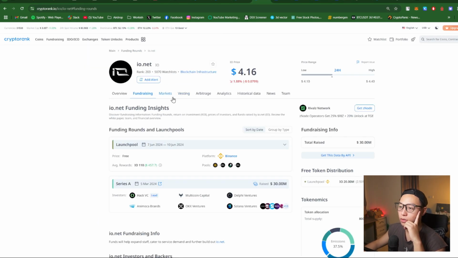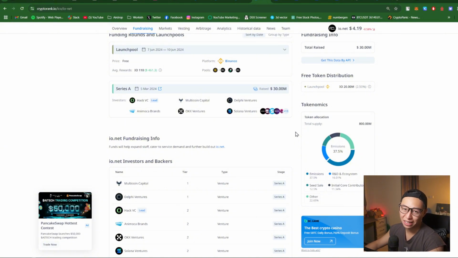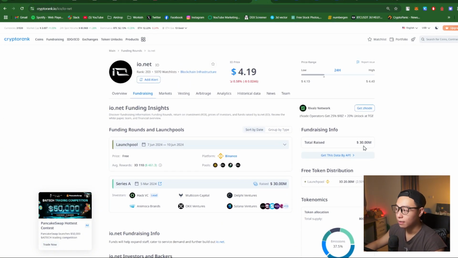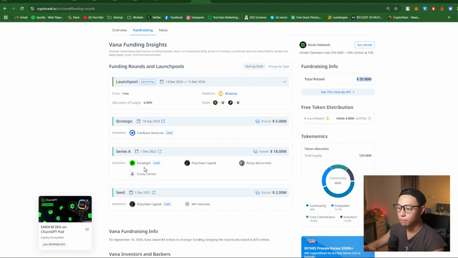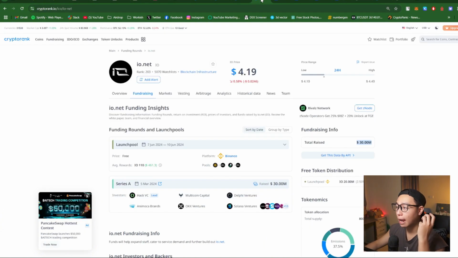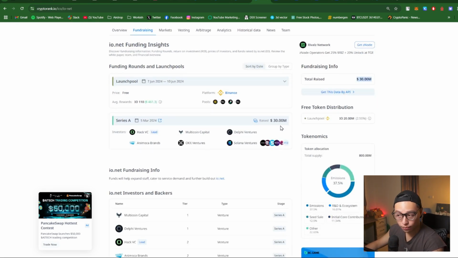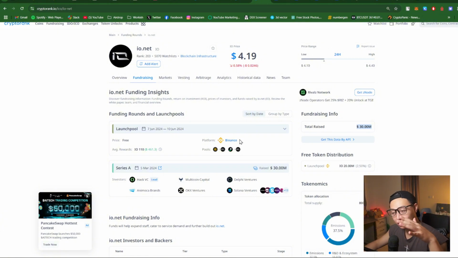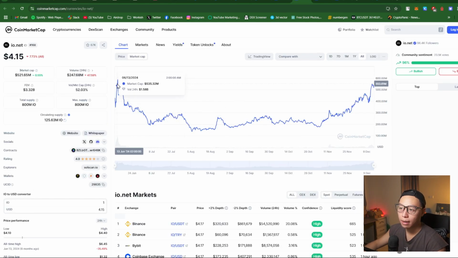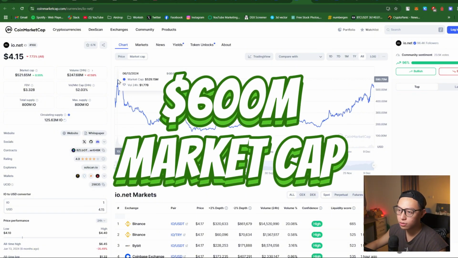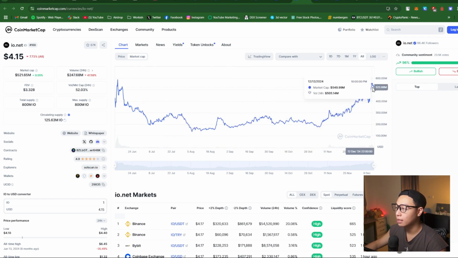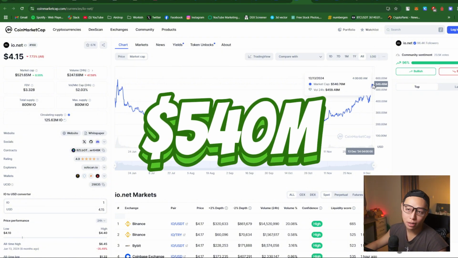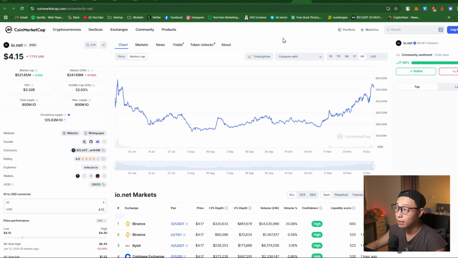And then the third project I looked into is IO.net. I believe they share the most similarities to VANA. VANA, if you remember, raised $25 million from Coinbase, Polychain, Paradigm, and they are on the Binance Launchpool. IO.net raised about $30 million, and they're also on the Binance Launchpool. So a similar amount of fundraising, and also on the Launchpool. IO.net was at about $600 million in market cap on Binance at the high, and then it slowly went down to like 170 million, and now is trading at about $540 million in market cap. So around, let's say, $550 million in market cap.